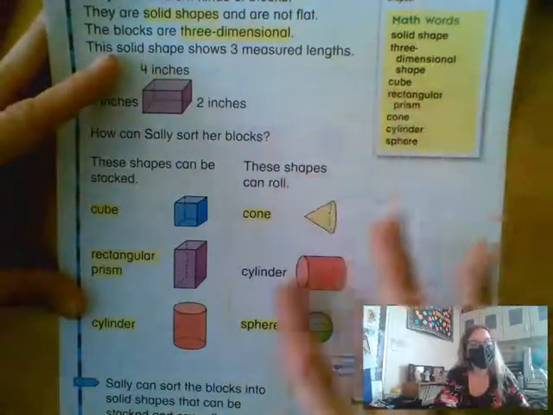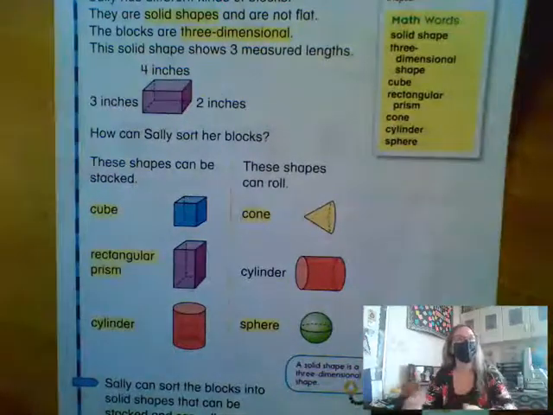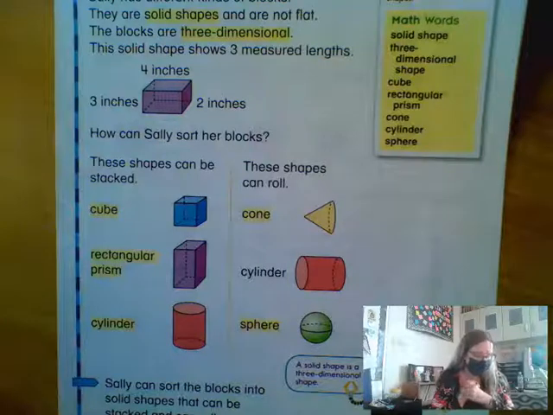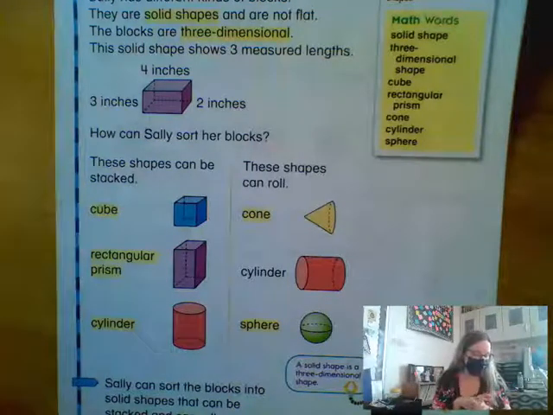Okay, so if it has that curve on it, it can roll like a wheel, but if it's flat, it can't roll, it can only slide, right? So Sally can sort the blocks into shapes that can be stacked and shapes that can roll.